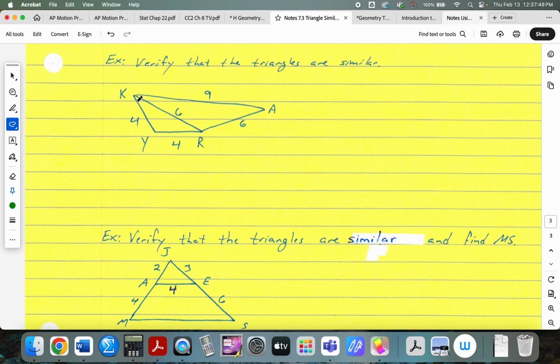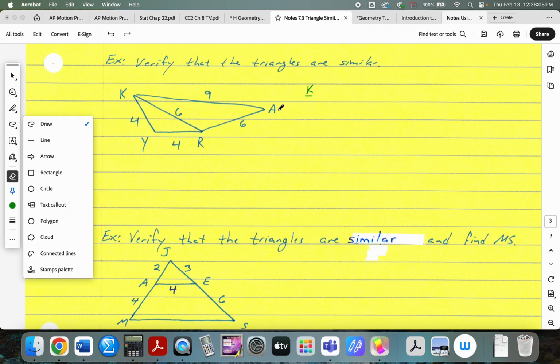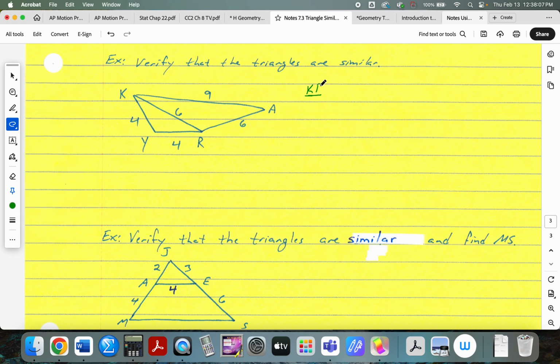So let's start. What's the biggest side of the triangle on the left? It's KR, 6. So KR, that's going to be 6 over something. So I want to match that up with the big side in the other triangle. So I'm going to match that with KA. That's a 2-to-3 ratio.